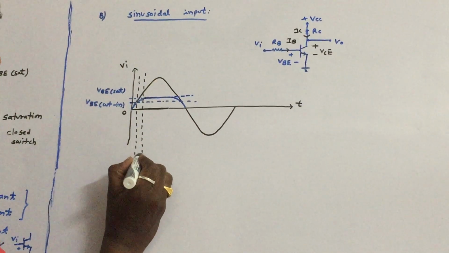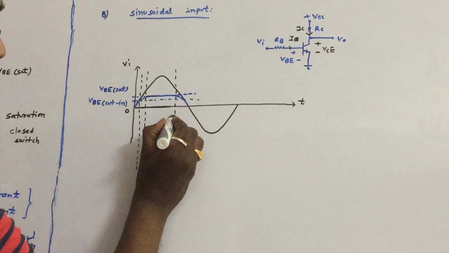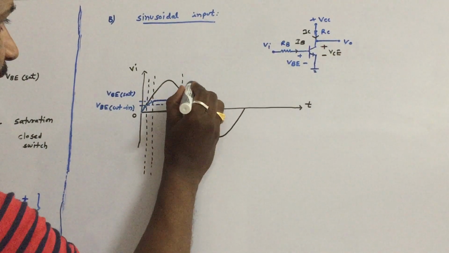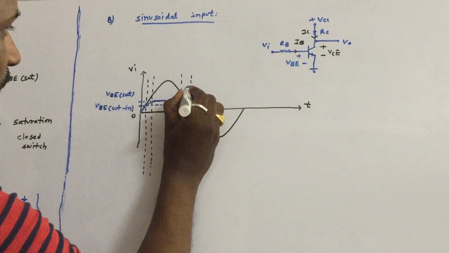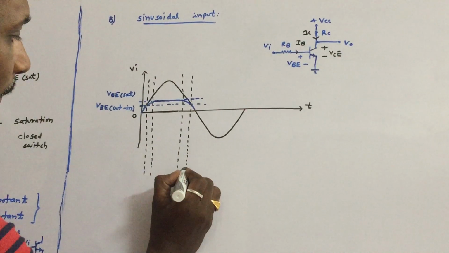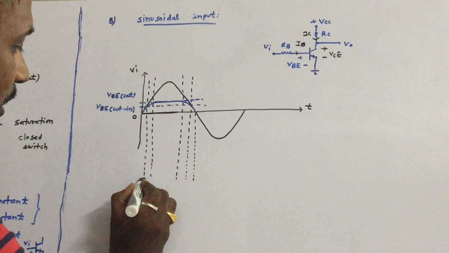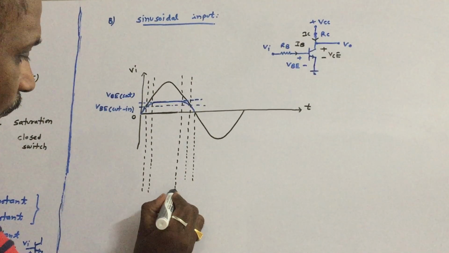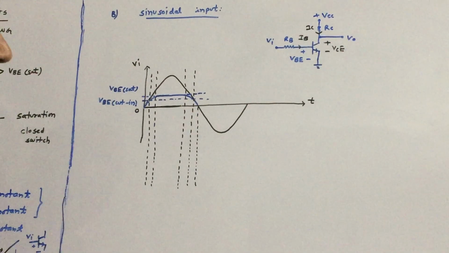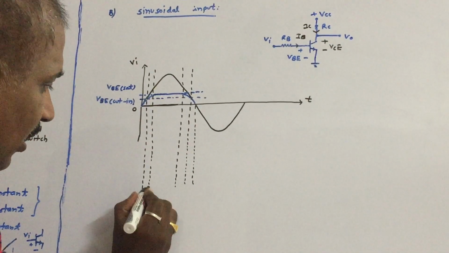Draw carefully. Understanding this diagram is very important. This is the VBE saturation portion, and the middle one is the cut-in voltage portion. Draw the zero line, one more dotted line. Carefully draw these things. The VBE diagram is very important, very simple. The VBE diagram is over. Now let us draw the base current diagram.